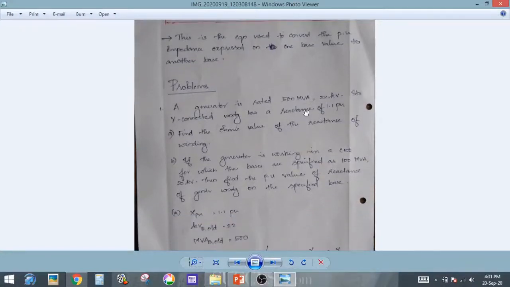Now a problem. A generator is rated 500 MVA, 22 kV. Its star connected winding has a reactance of 1.1 per unit. Find the ohmic value of reactance of winding. If the generator is working in a circuit for which the bases are specified as 100 MVA, 20 kV, then find the per unit value of reactance of generator winding on the specified base.